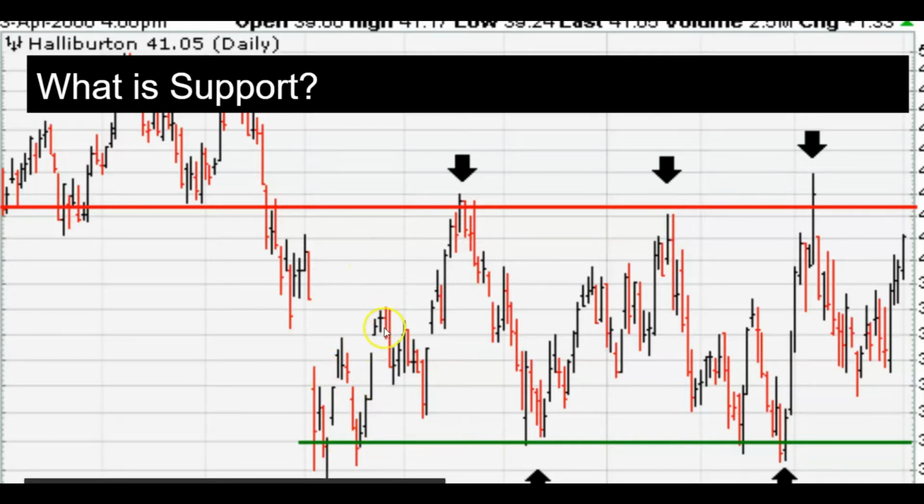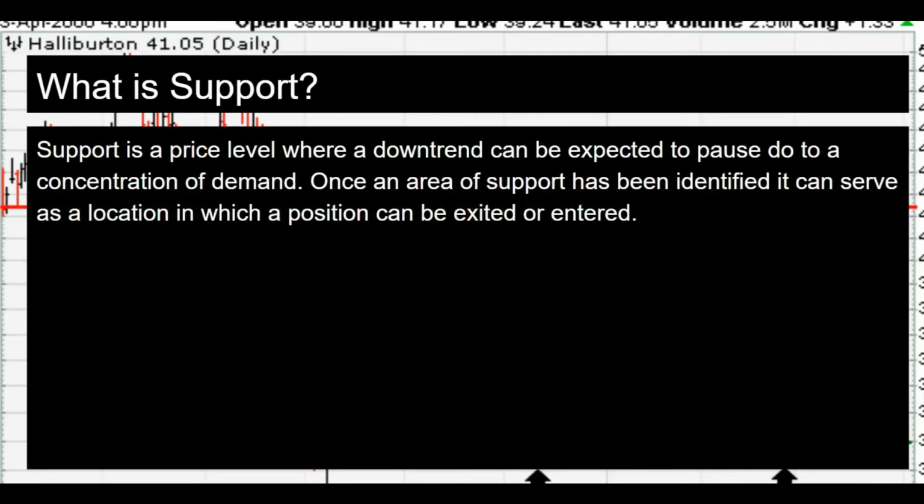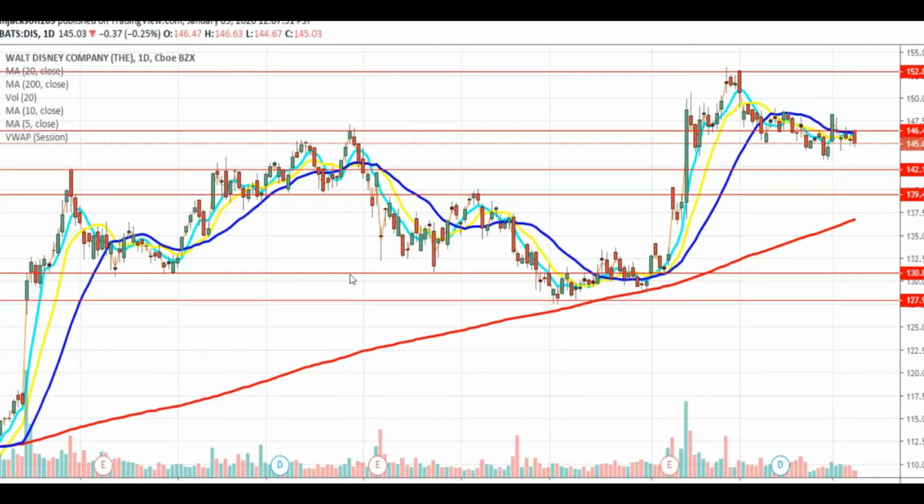That means that there are buyers in that location. There's a demand for the stock at that price. Okay, and that's what they mean. This is the fancy stuff, but I'm always trying to make it real basic.